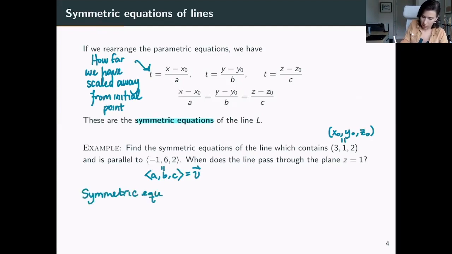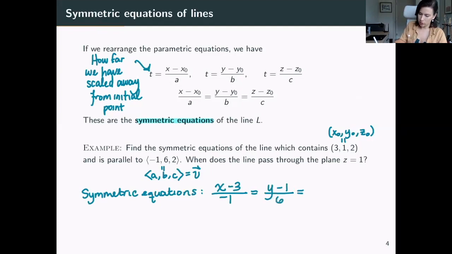The symmetric equations are going to be: x minus our x naught, so (x - 3) over -1, equal to (y - 1) over 6, equal to (z - 2) over 2. These are the symmetric equations of this particular line.